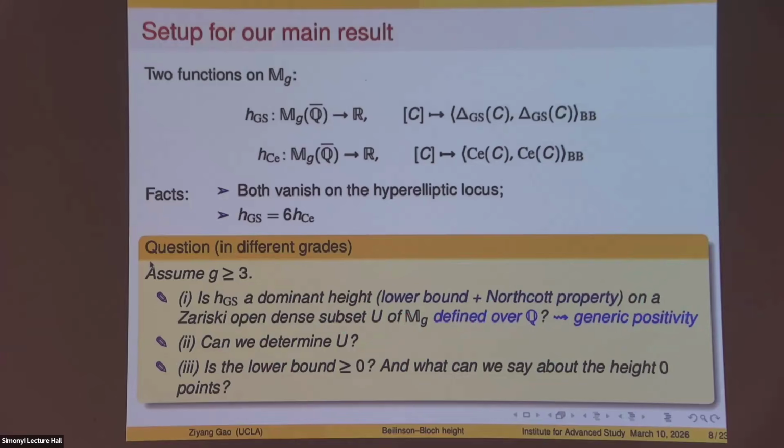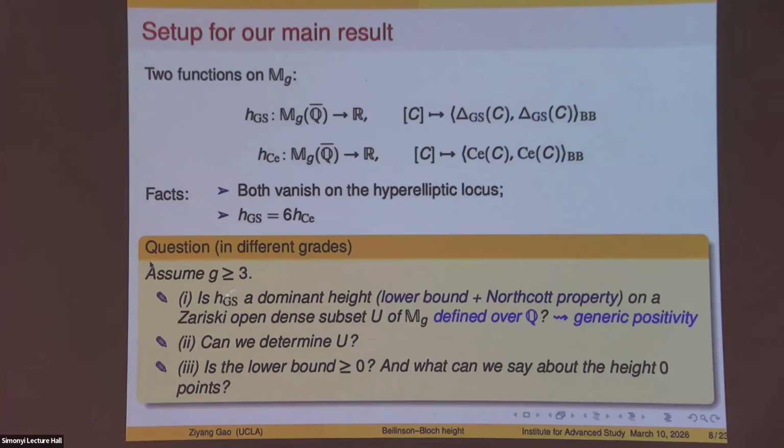And secondly, can we really write down what this locus is? Well, first of all, this locus should not intersect the hyperelliptic locus, but are they all? And if not, can we really write down this locus explicitly, in the sense that given any curve, can we directly detect whether it's in the locus or not? That would be very nice. And third, is this lower bound non-negative? And what can we say about the height 0 points? If we can answer all these questions, then we're basically done.